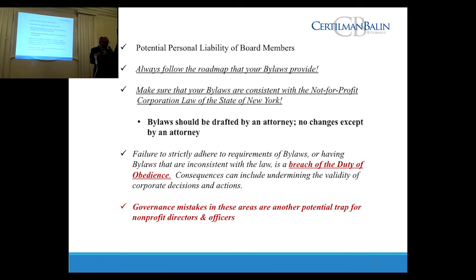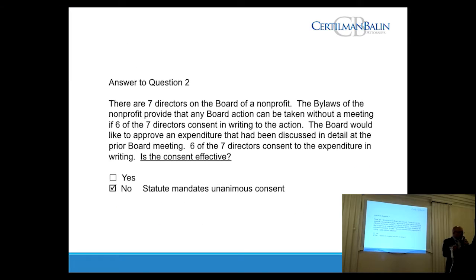So remember that the bylaws are a piece of the duty of obedience. So failure, number one, to follow the roadmap in your bylaws is a breach of the duty of obedience that exposes the board and officers to liability. And number two, the bylaws themselves need to comply with the law, and that's also part of the duty of obedience. So governance mistakes in this area are very common.